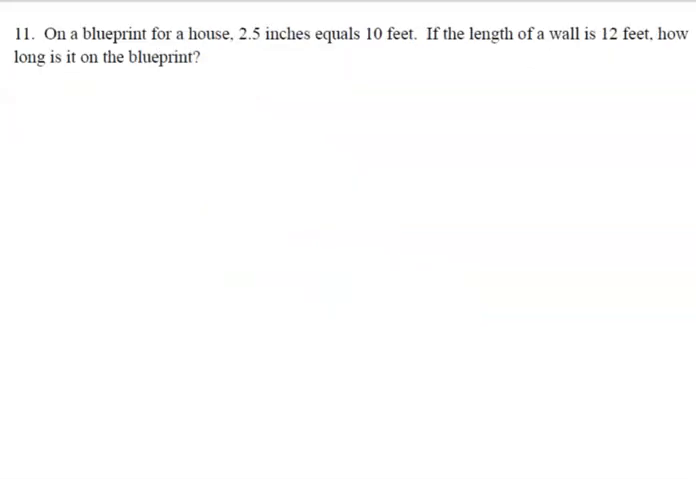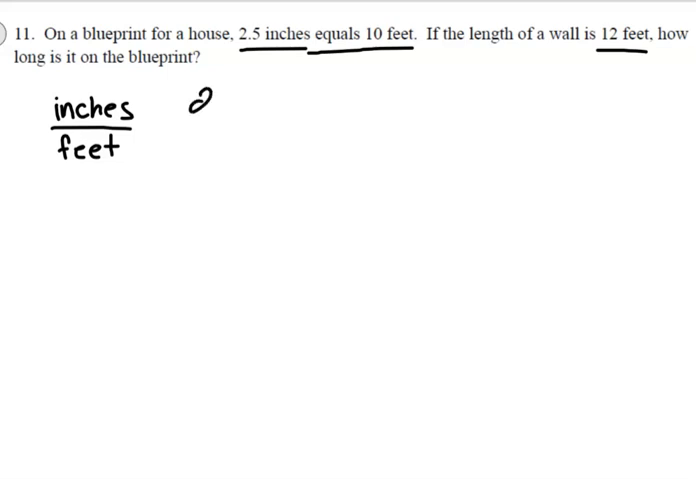On a blueprint for a house, 2.5 inches equals 10 feet. If the length of a wall is 12 feet, how long is it on the blueprint? So we're talking about 2.5 inches equals 10 feet, and then we have something that's 12 feet. So we're talking about inches on the blueprint, and we're talking about how many feet is that in real life. So if I have 2.5 inches being 10 feet, then how many inches will give us 12 feet?